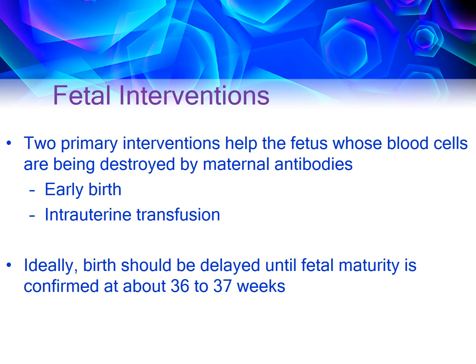So what can we do to intervene? There's two primary interventions that will help the fetus whose blood cells are being destroyed by maternal antibodies. First one is going to be early birth, as long as our baby is mature and will tolerate it, but also an intrauterine transfusion. Ideally that birth should be delayed until your baby has some kind of lung maturity, which is confirmed around 36 to 37 weeks.